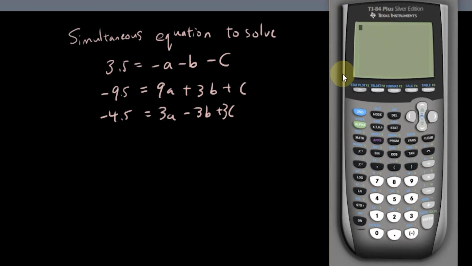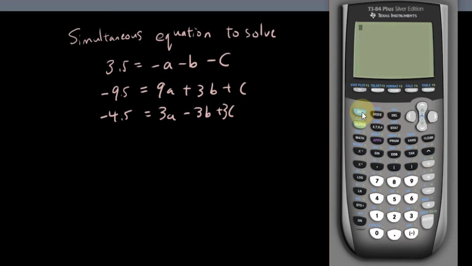If you have a graphics calculator like this one, you go to second matrix, then edit the first matrix, which is A, and it's a 3 by 3 matrix. You just type the numbers in front of A, B, and C. So I have -1, -1, -1, the numbers in front. Then 9, 3, 1, and 3, -3, 3. So the first matrix is going to have the numbers in front of the coefficients.